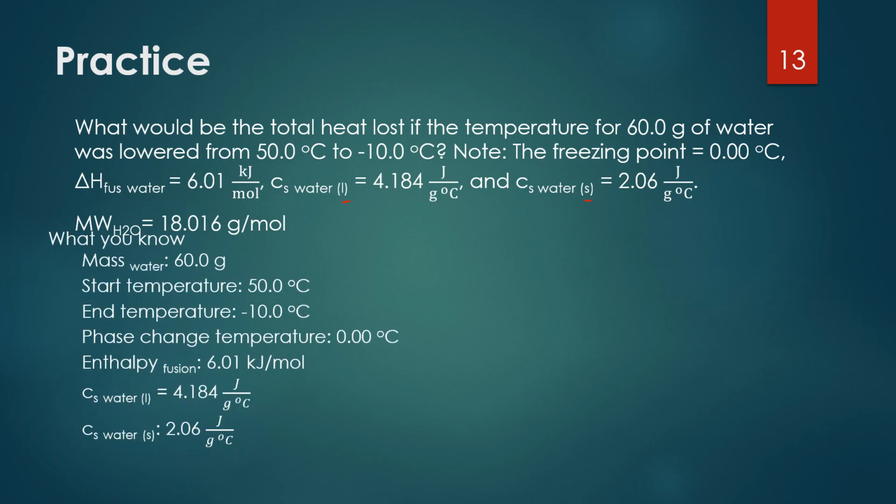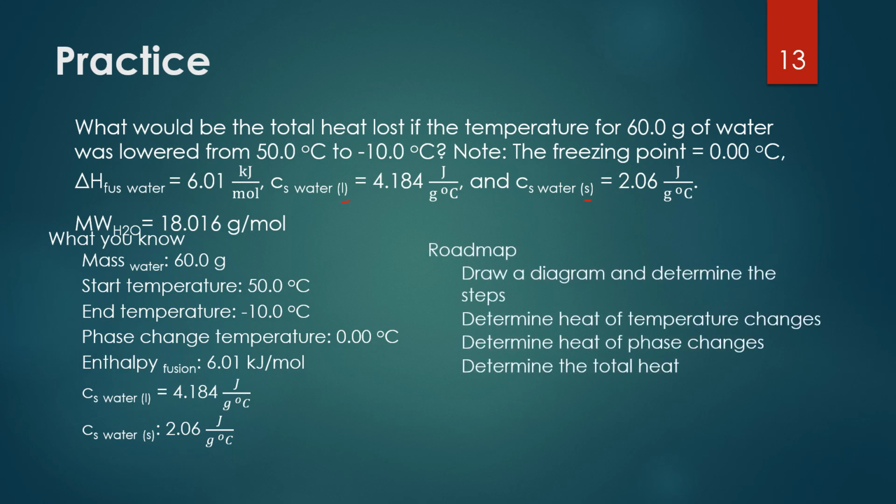So we have all of the information listed. Next is to figure out a plan. First step, drawing the diagram, figure out how many steps you're going to have. Any diagonal lines where the temperature is changing, you're going to use Q is equal to mc delta T to solve. Any steps where there's a plateau indicating a phase change, you're going to use the Q is equal to n delta H equation using the change in enthalpy of fusion. Then the last step is adding all the values together.